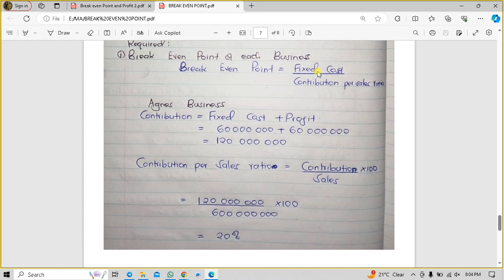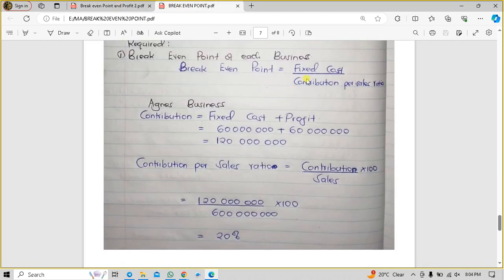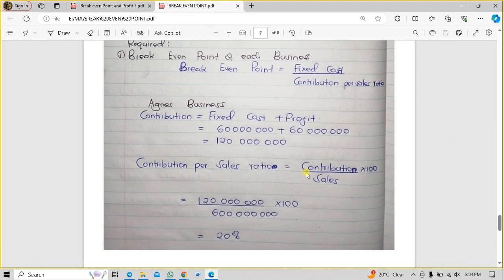So we are using our fixed cost. Let me go back here. So the formula that you are using is fixed cost over contribution per sales ratio. So this is the total fixed cost. Contribution per sales ratio: we just take contribution divide by sales times 100.